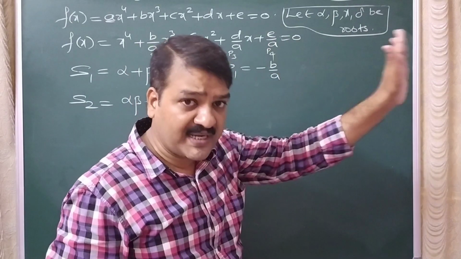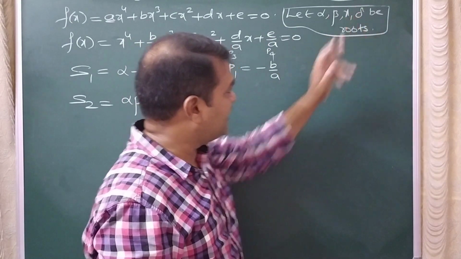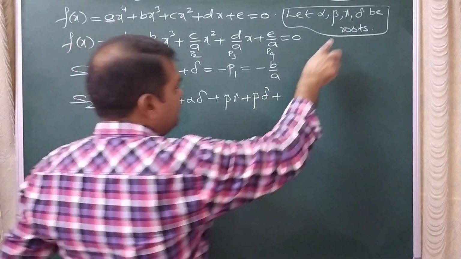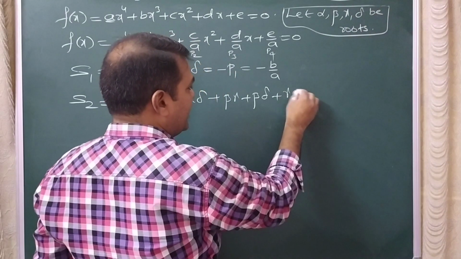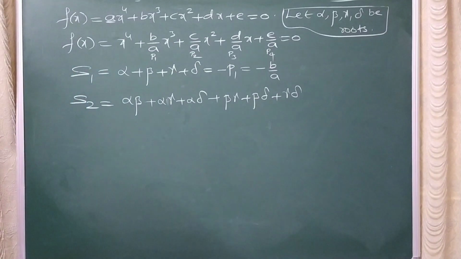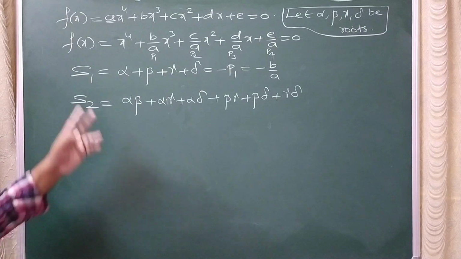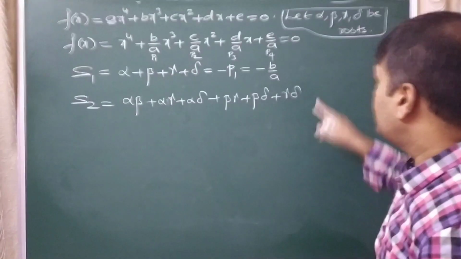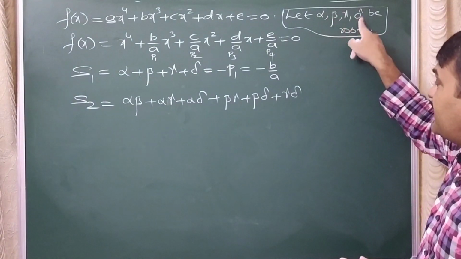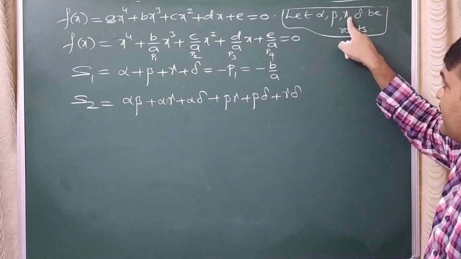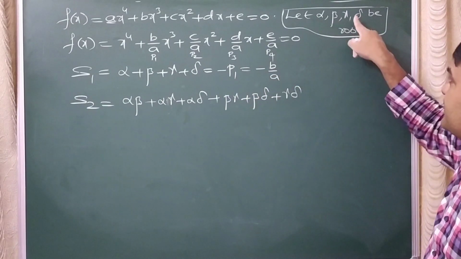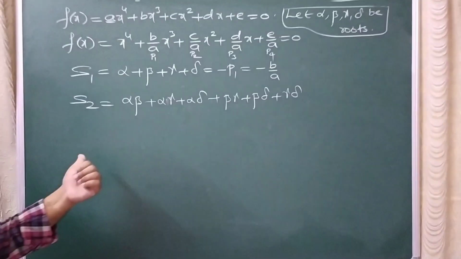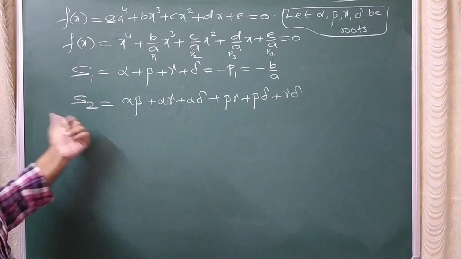Start from beta and move to right. Beta gamma, beta delta I can write now. Now start from gamma, move to right. So only gamma delta you have. That's all. This is the full form of S2. So by taking 2 at a time, you have to write all possible combinations. So alpha beta, alpha gamma, alpha delta first I wrote. Next beta gamma, beta delta I wrote. Next gamma delta I wrote. So this is the full form of S2, and S2 has 6 terms. When 4 roots are there, S2 has 6 terms.